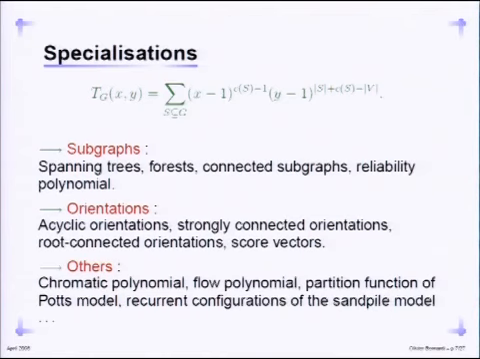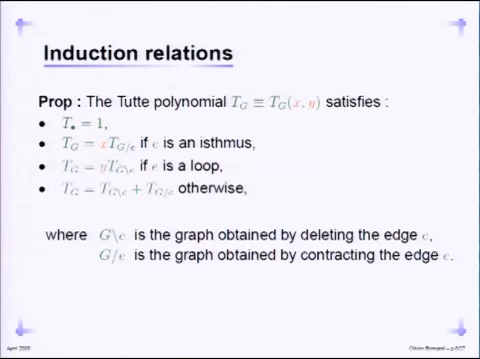So we have seen a very easy way of finding some of these specializations in terms of subgraphs, but how do we prove such specializations in terms of orientations? Well, the easiest way is to do an induction, because the Tutte polynomial satisfies a very nice inductive property. So you have these induction relations between the Tutte polynomial of a graph and the Tutte polynomial of the graph when you have deleted an edge or contracted an edge.